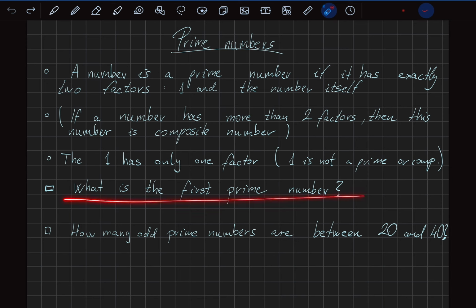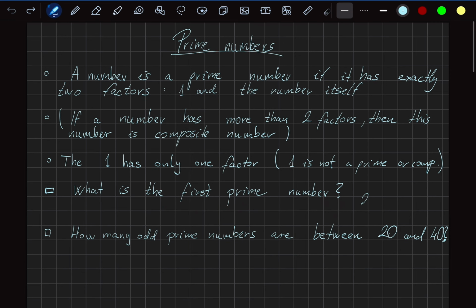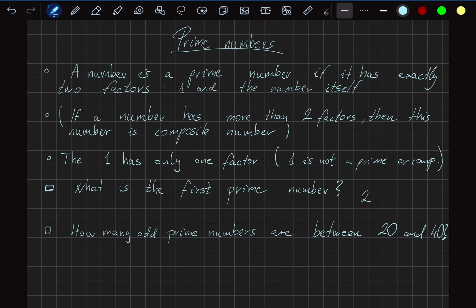The first problem. So this will be what we need to know. Okay, so prime number, if it has two factors, one and the number itself. If a number is not a prime number, it's a composite number, and the one, it's not prime or a composite number. So what will be the first prime number? The first prime number is the 2, because it has two factors, 1 and the 2.